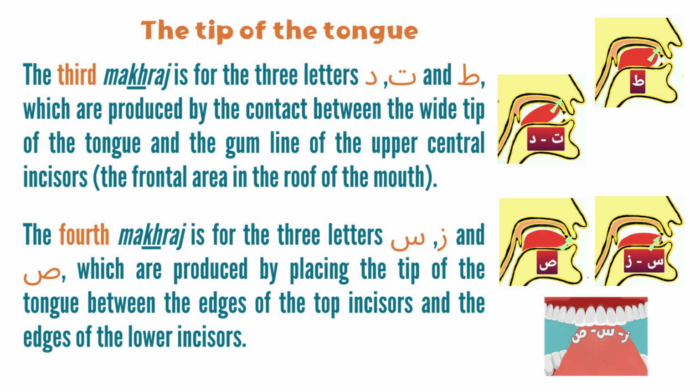The fourth minor makhraj in the area of the tip of the tongue is for the 3 letters sin, za, and sad, which are produced by placing the tip of the tongue between the edges of the top incisors and the edges of the lower incisors. So as you can see in the picture, the tip of the tongue lies in between the top and the lower incisors. S, as, us.